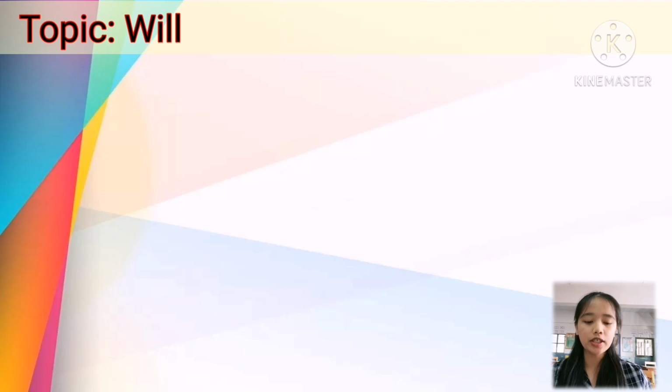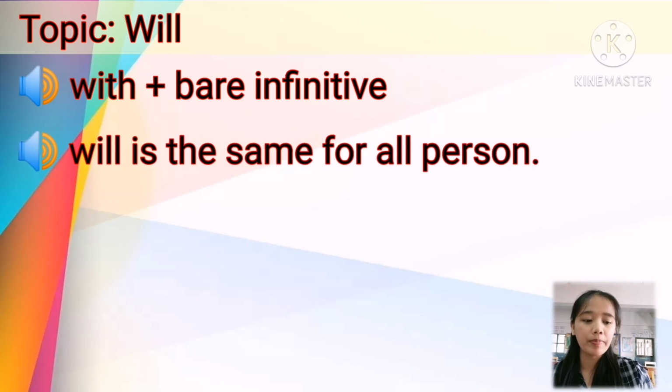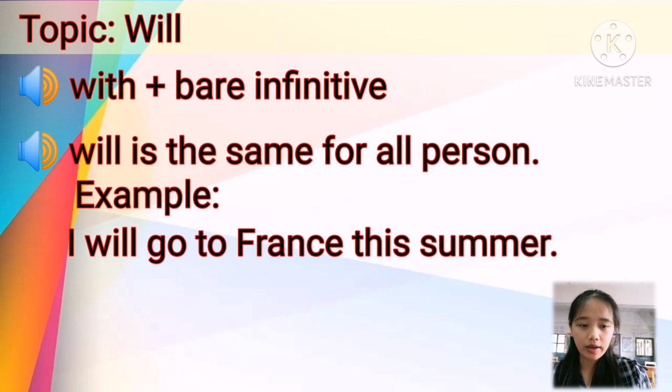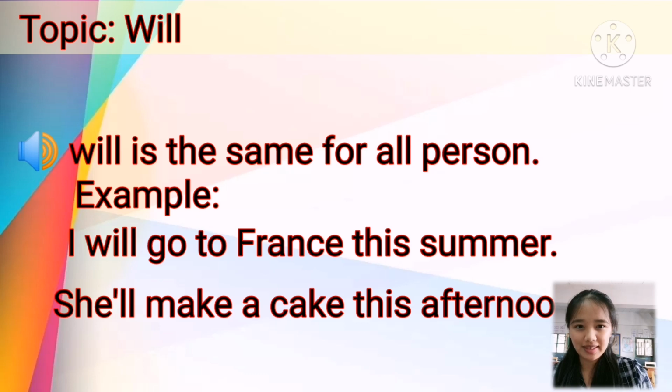So we form the future simple with "will" plus bare infinitive. When we say bare infinitive, it means that we don't add something like "s" or "ing" to our word. "Will" is the same for all persons, the same with I, you, he, she, it, we, they. So, for example, I'll go to France this summer, or she'll make a cake this afternoon.